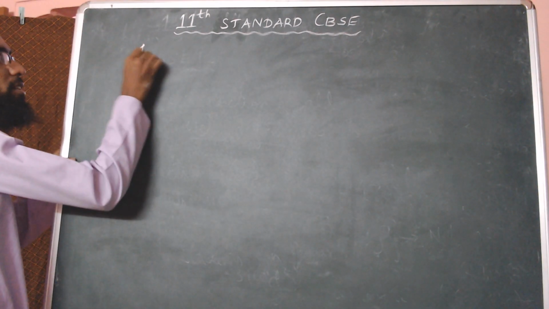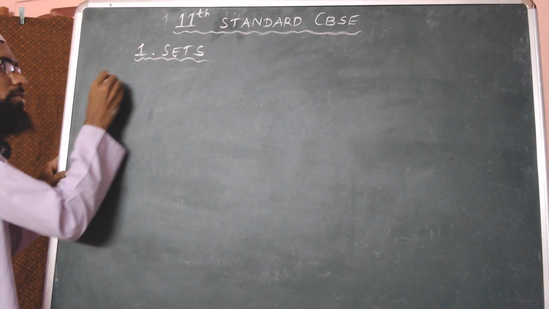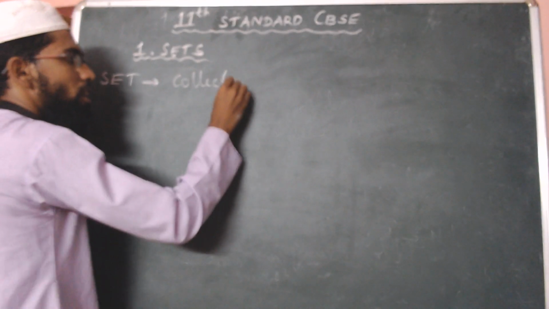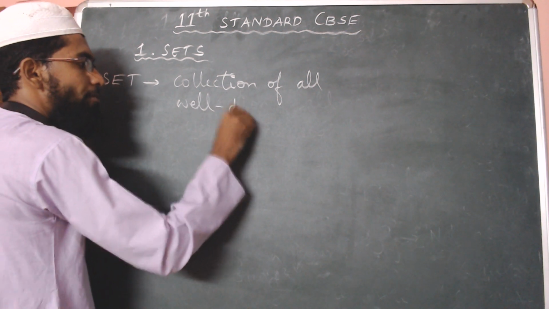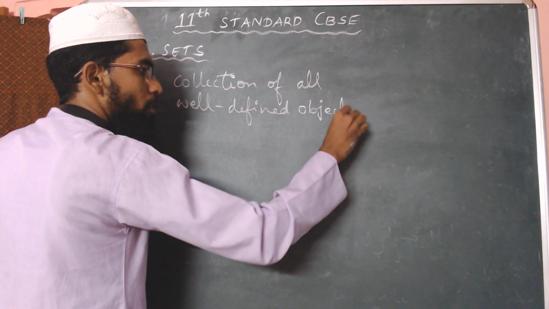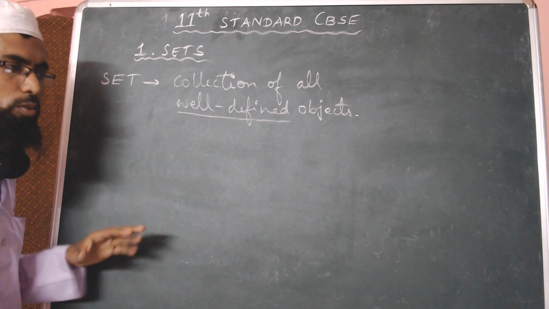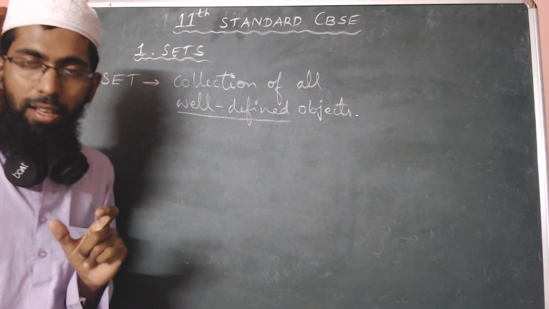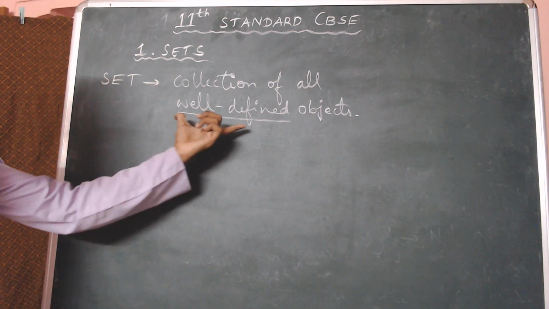So the first chapter in the CBSE textbook is sets. First of all, we'll see the definition of a set. What is a set? A set is nothing but a collection of well-defined objects. Now this word well-defined has to be highlighted. I'll tell you why. First of all, I'll give you an example and a non-example for a set, because not every collection will be a set. Certain collections will be a set and certain collections will not be a set. That's why we are using this word well-defined.